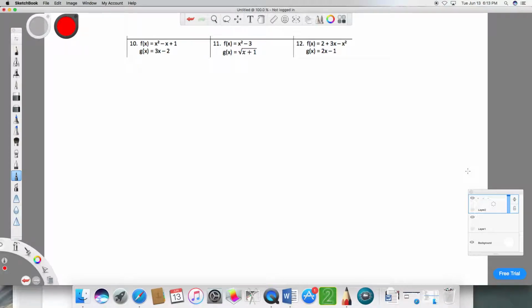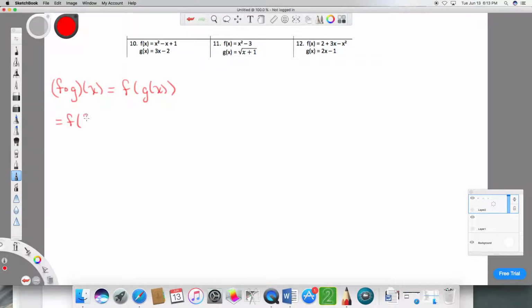Let's take a look at these three problems, and each of these is asking us to build two new functions, f composed with g and g composed with f. If we take a look here at number 10, what do we have? If we build our new function through composition where g is the input for f, what do we get?